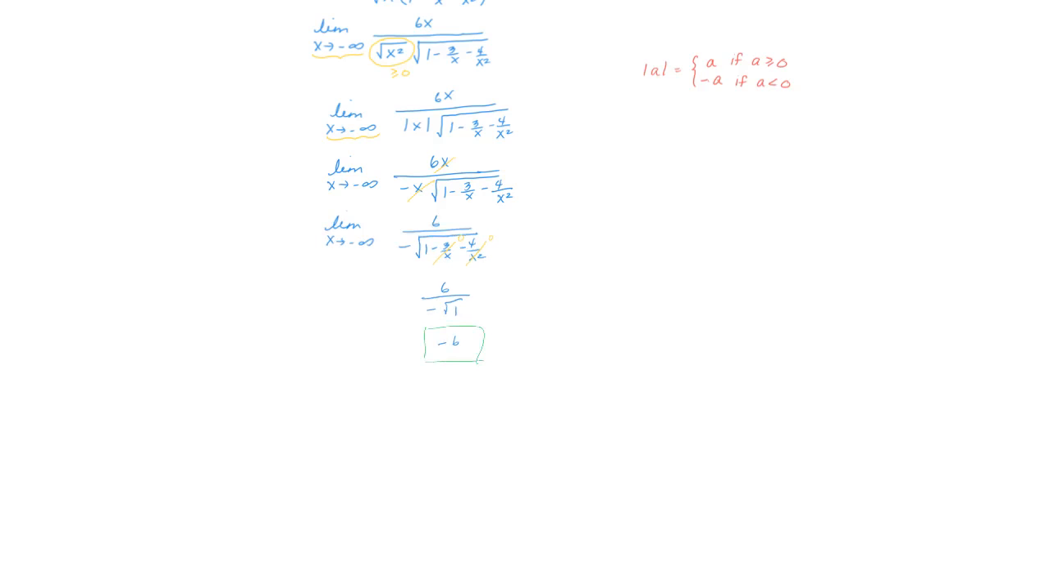All right. So that's the limit. And since it is a real number, that means that y equal to negative 6 is going to be the horizontal asymptote. So that's it for section 2.5.